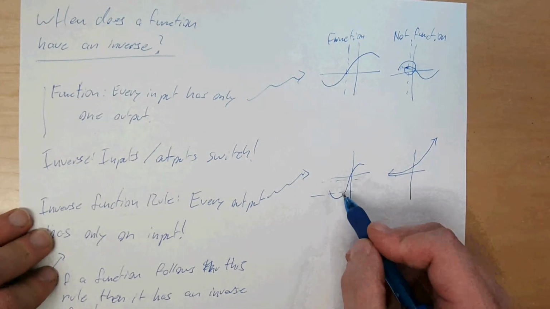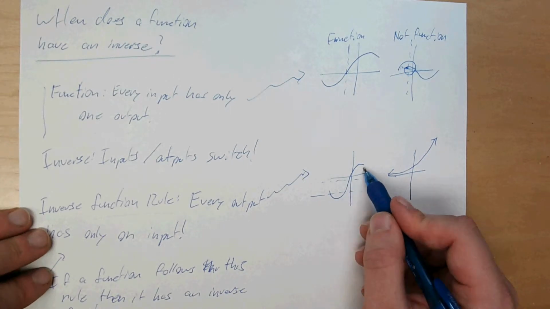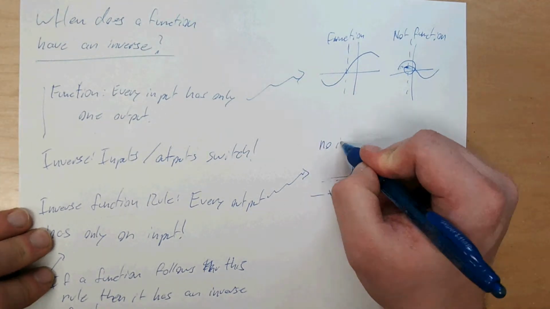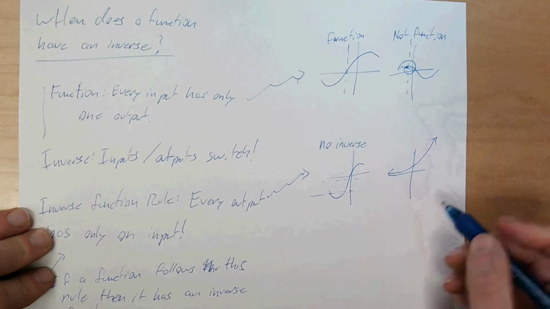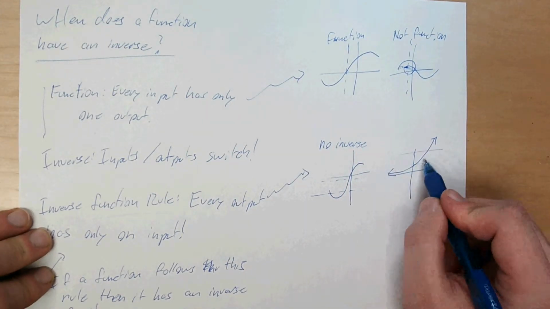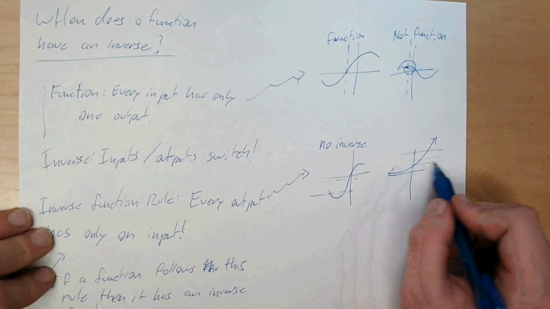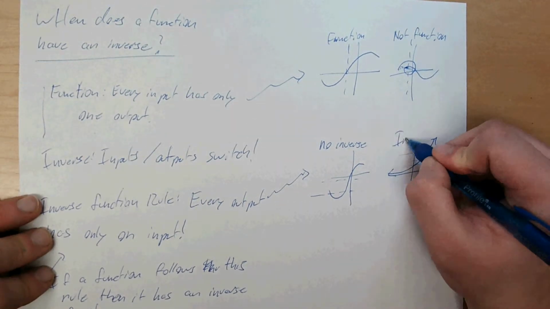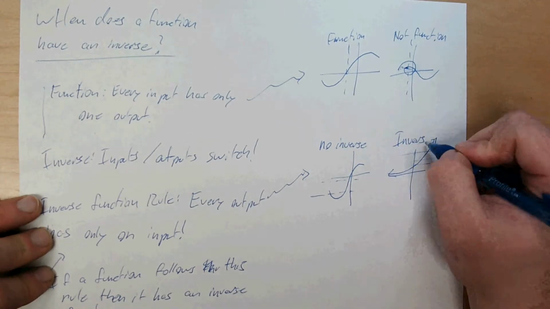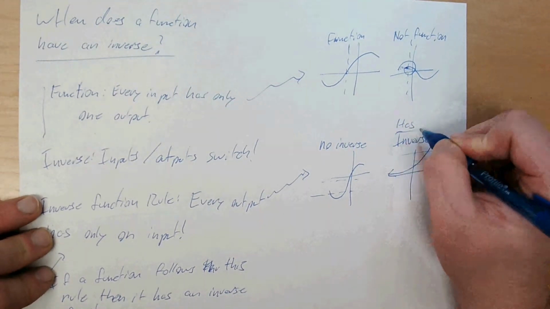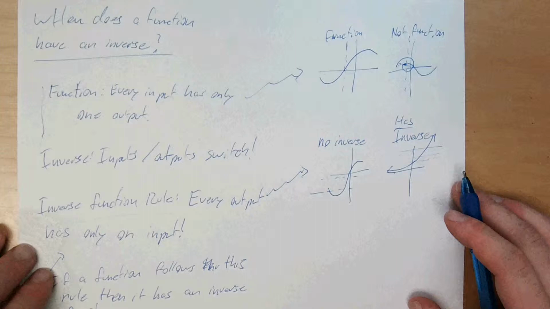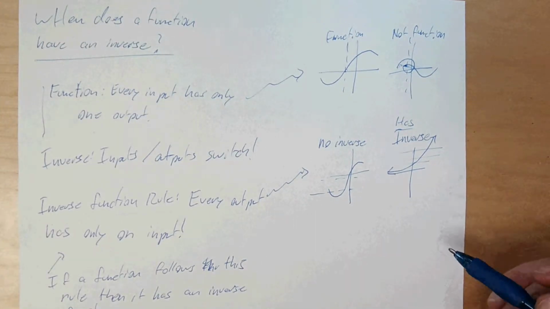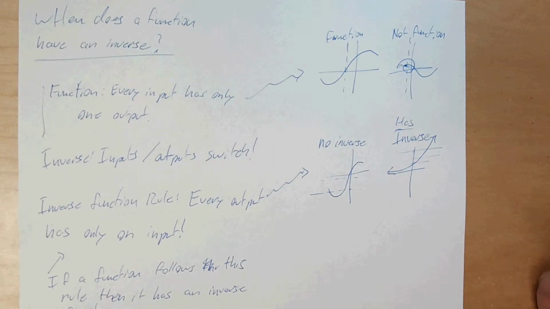So here, this first one, even though it's a function, it doesn't have an inverse. But here, we can draw horizontal lines all we want, and we only cross once. And so here we do have an inverse. More importantly, when we say something has an inverse, what we mean is that if we were to find it, it would be a function.